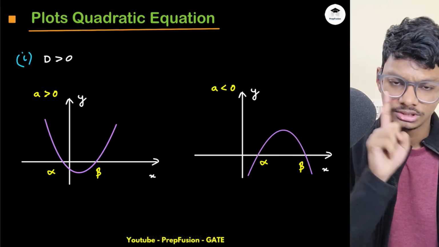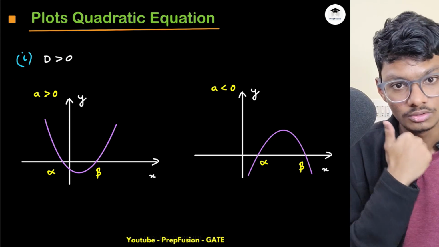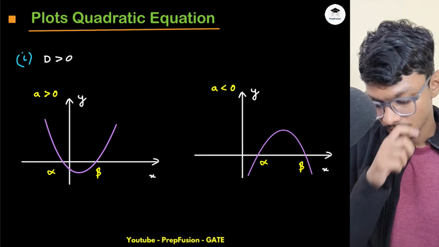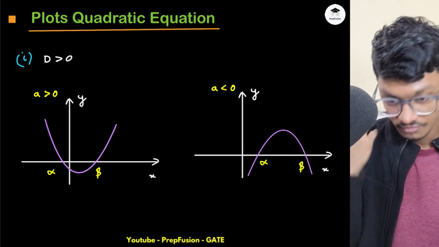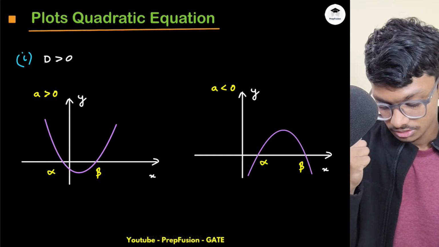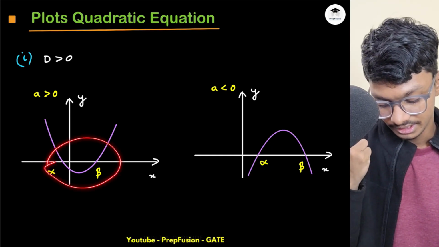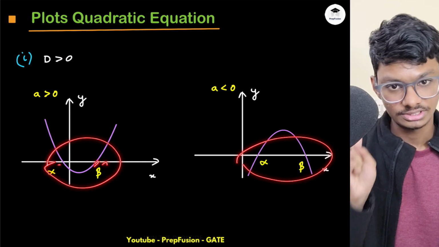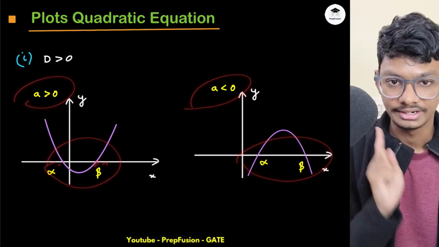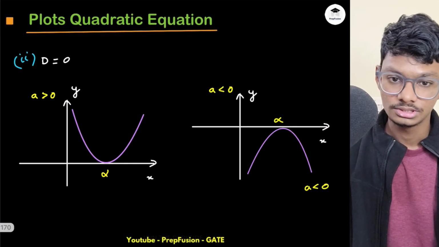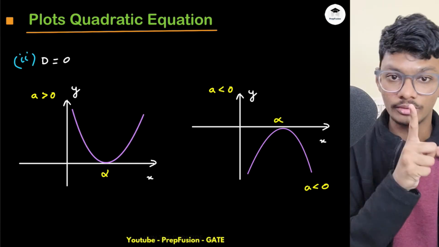Real and unequal roots. This we have already studied in the control systems chapter, in the time response chapter, for zeta, if you recall. So real and distinct roots I am getting, and this is touching my x-axis, for a greater than 0 and less than 0. Then if my D is equal to 0, I will get real and equal roots.